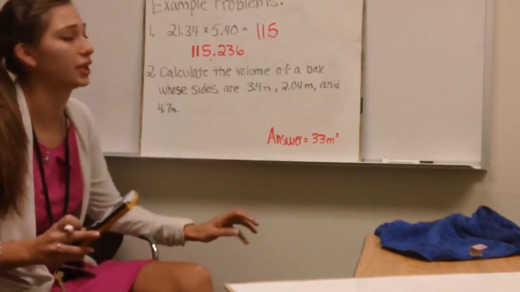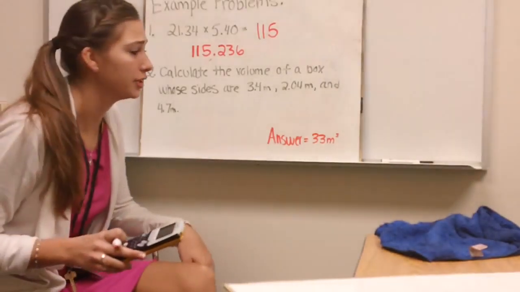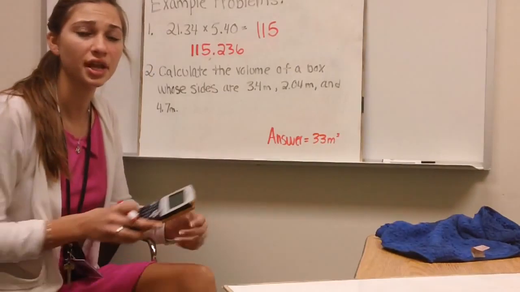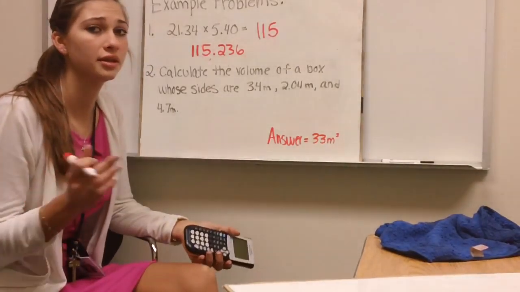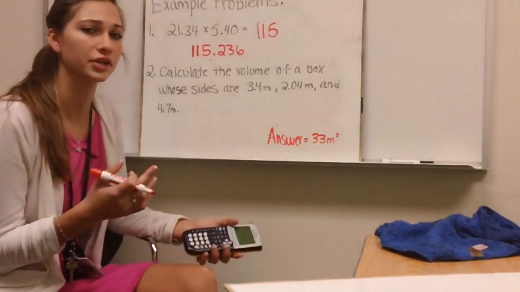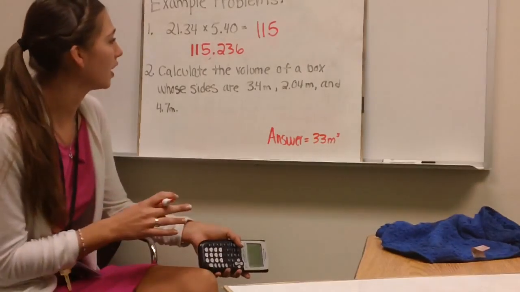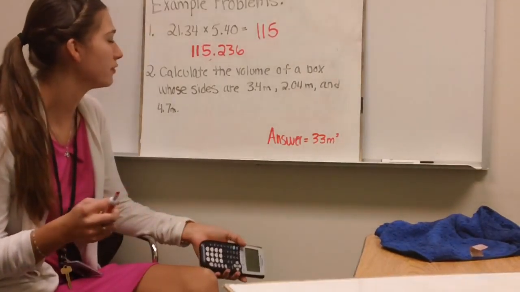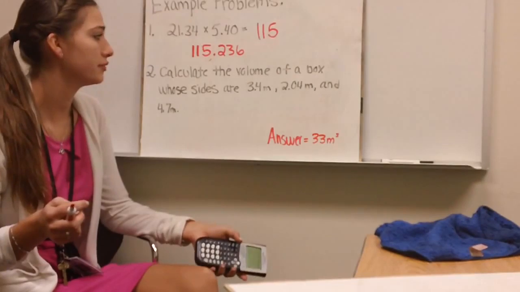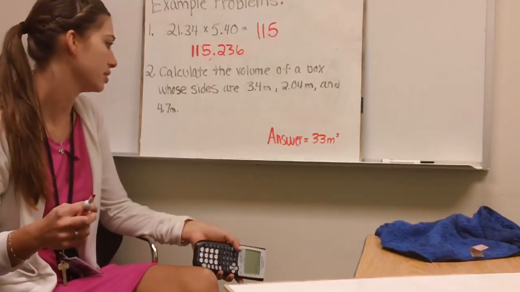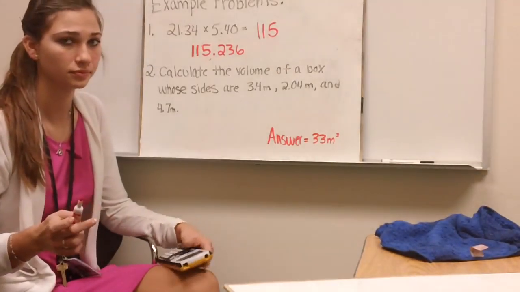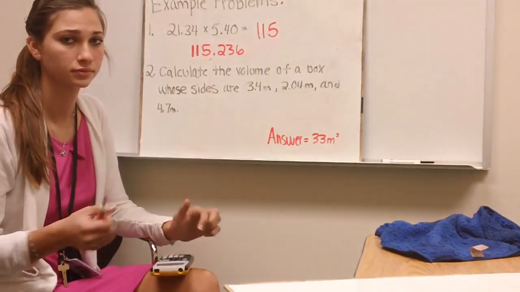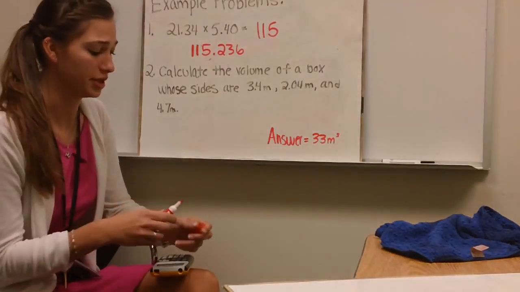So this next one, you're going to try on your own. I already have the answer up for you, but make sure you get the right answer, and if you don't, try it again, and if you still don't understand it, we can go over it in class. Calculate the volume of a box whose sides are 3.4 meters, 2.04 meters, and 4.7 meters. The answer I got was 33 meters cubed.